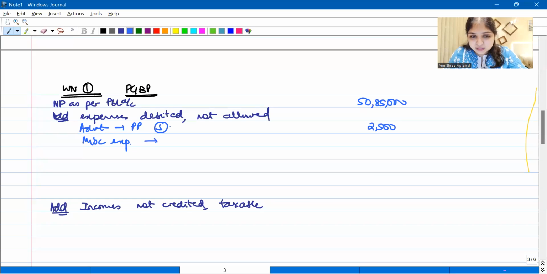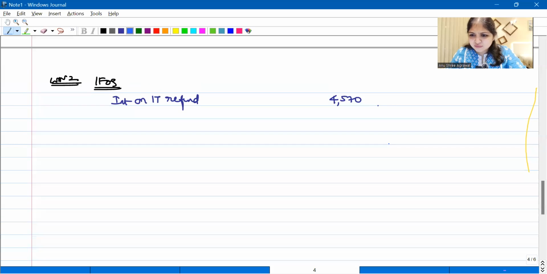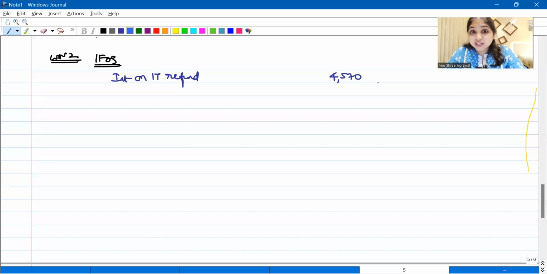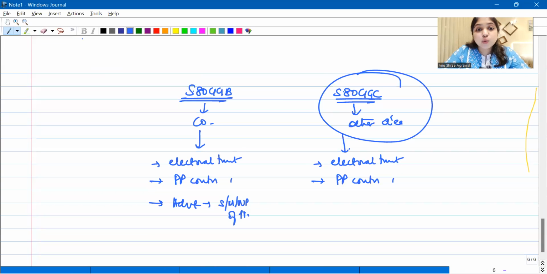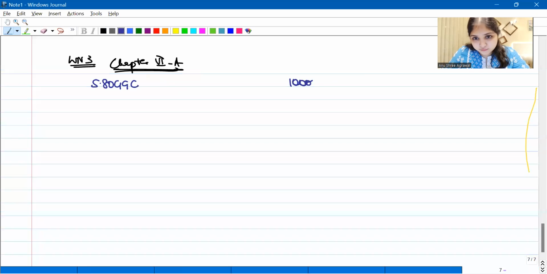So miscellaneous expenses, political party contribution, 1 lakh. That amount I will disallow, but which section will I take it to? Tell me correctly. I will take it to section 80GGB or 80GGC. Assessee is an individual, guys, so I will take it to 80GGC. I'll open another working note for chapter 6A, and under this working note I'll write down section 80GGC and put this whole 1 lakh.